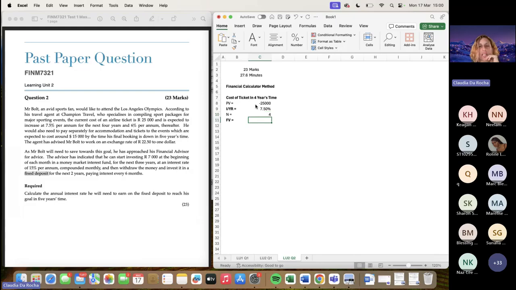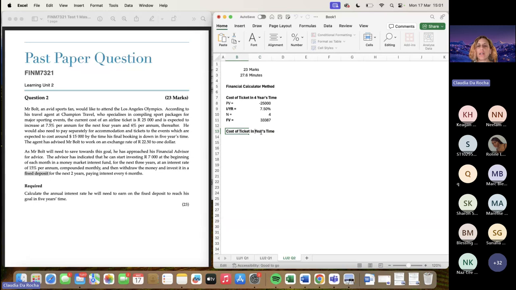Okay, so if we punch that into the calculator, so we say negative 25,000 PV, 7.5 interest per year, 4 N, and then we compute FV, we will get 33,387. Okay, then that's in 4 years' time. We then need to do the cost of our ticket in year 5.